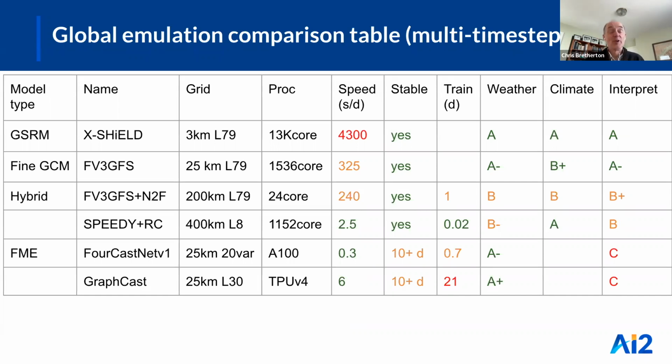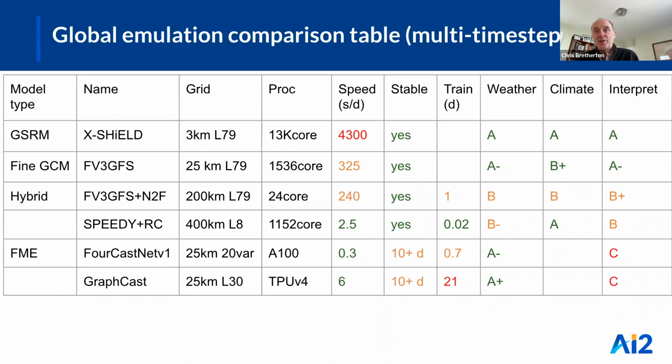Then lastly, full model emulation, such as ForecastNet. These are models where the entire atmospheric model is replaced by a machine learning edifice. So there's no more dynamical core and physical parameterizations. Could run these with a grid of about 25 kilometers. Now these are run on GPUs or so-called TPU systems. For the other one I'll talk about, GraphCast, which is based on a graph neural net. These also run very fast, 0.3 seconds per day for ForecastNet and 6 for GraphCast. They're only stable to a point, at least in the published versions. So they're not stable enough to do climate at all.